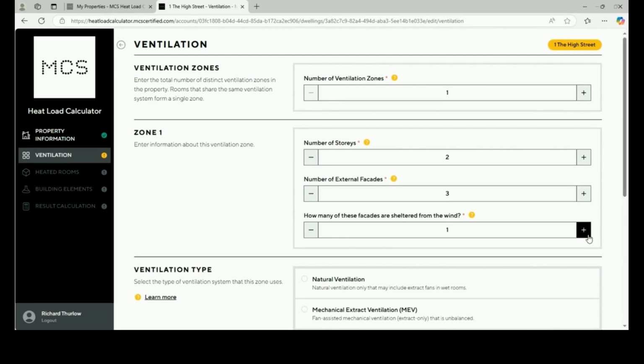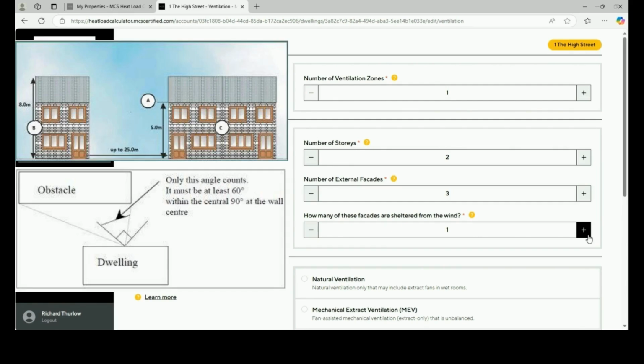If you look at SAP, it will tell you a side is considered sheltered if it is effectively obstructed from the wind with all of the following applying. The obstacle providing the shelter is at least as high as the ceiling of the uppermost story of the dwelling. The distance between the obstacle and the dwelling is less than 5 times the height of the obstacle, and the width of the obstacle, or the combined width of several obstacles, is such that it subtends to an angle of at least 60 degrees within the central 90 degrees when viewed from the middle of the wall of the dwelling that faces the obstacle.